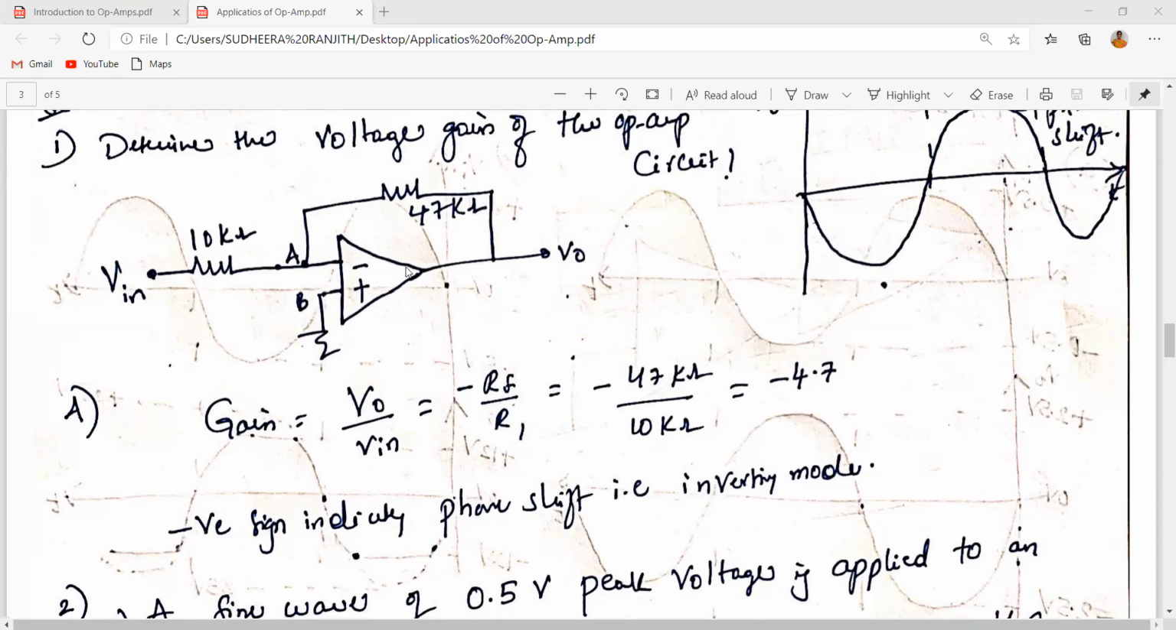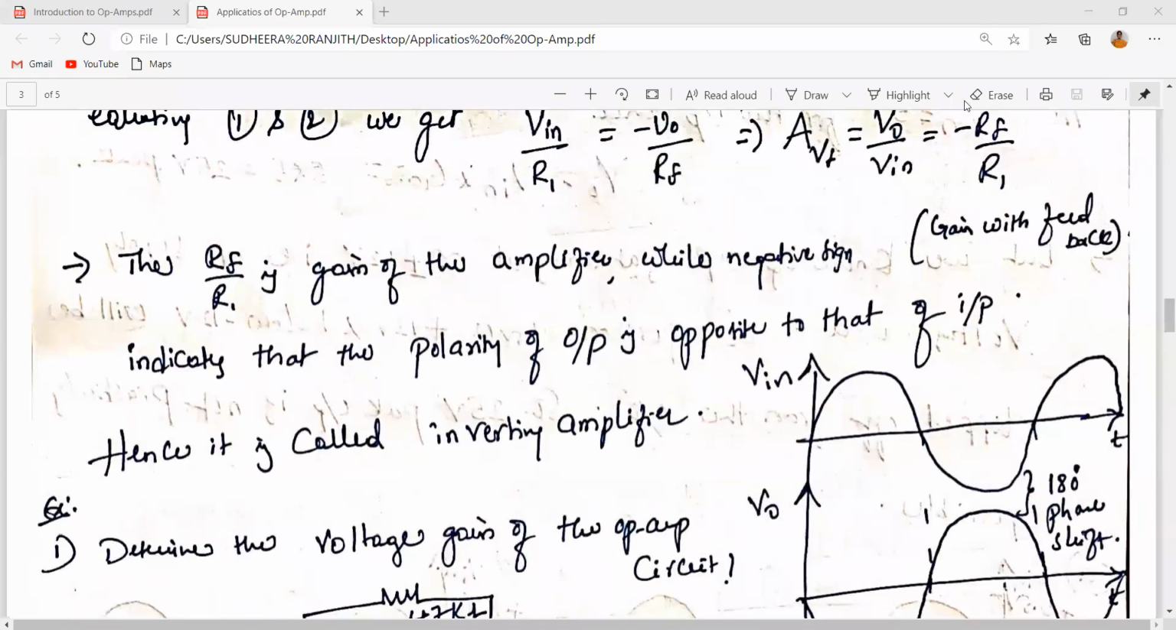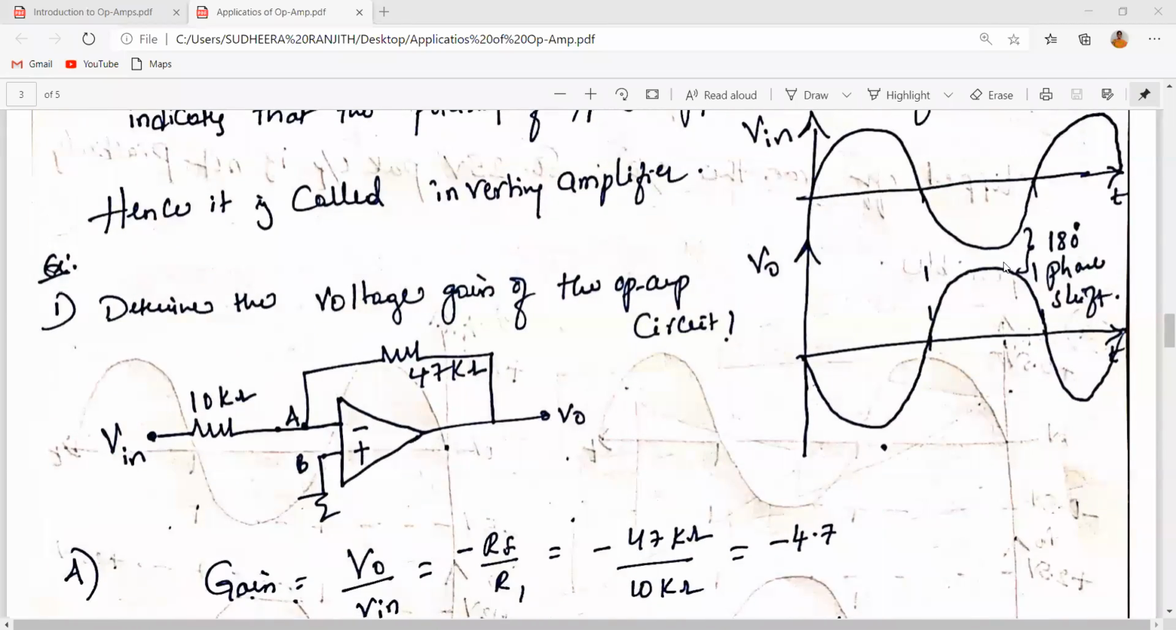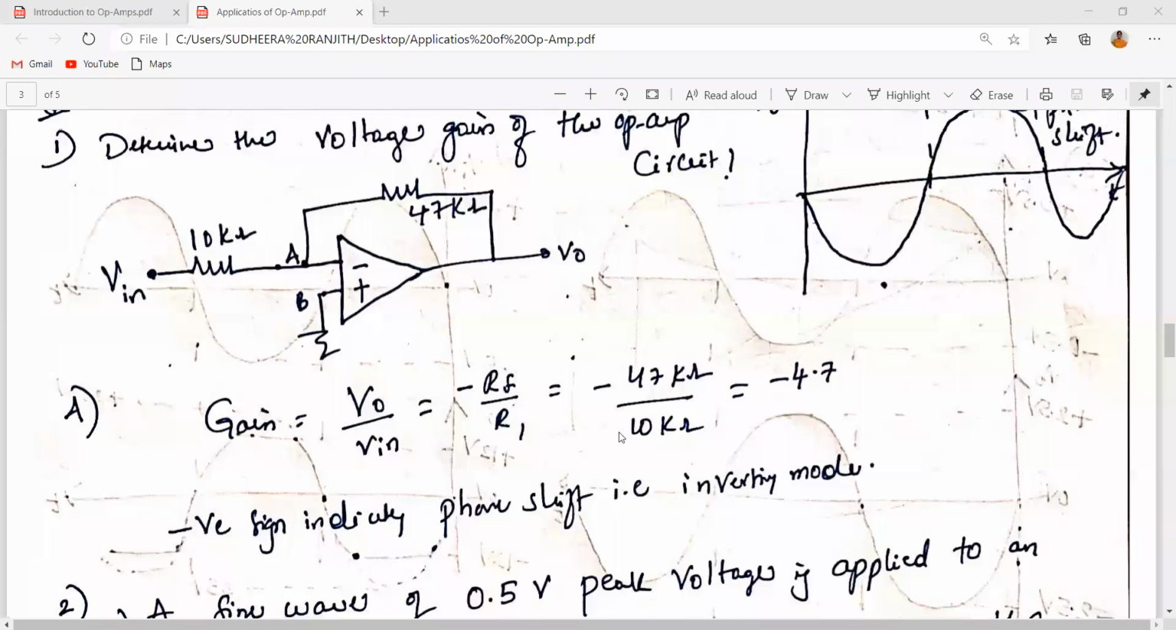So what is the gain of the inverting amplifier? We know that it is minus Rf by R1. Rf is 47 kilo ohms. What is R1? 10 kilo ohms. Then what is the gain? Minus 4.7. Generally, while calculating the magnitude, the gain magnitude, that is V naught by Vin, becomes 4.7 only. The negative sign indicates the phase shift, that is, the inverting mode.